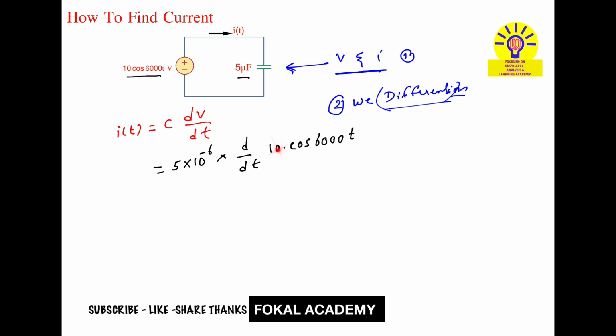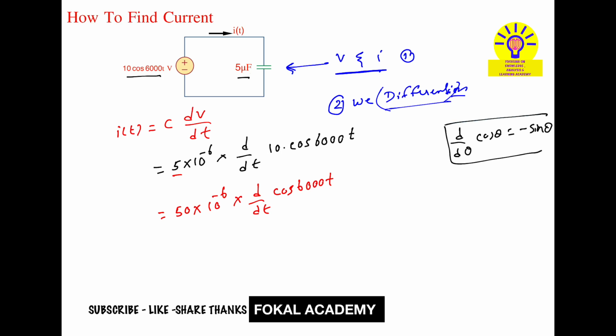Here 10 is a constant value, so bring it outside, and it becomes 5 into 10, 50. So 50 into 10 power minus 6 into d by dt of cos of 6000 t. So we know that d by d theta of cos theta equals minus sin theta. So this is the differentiation, and it is in the standard form.